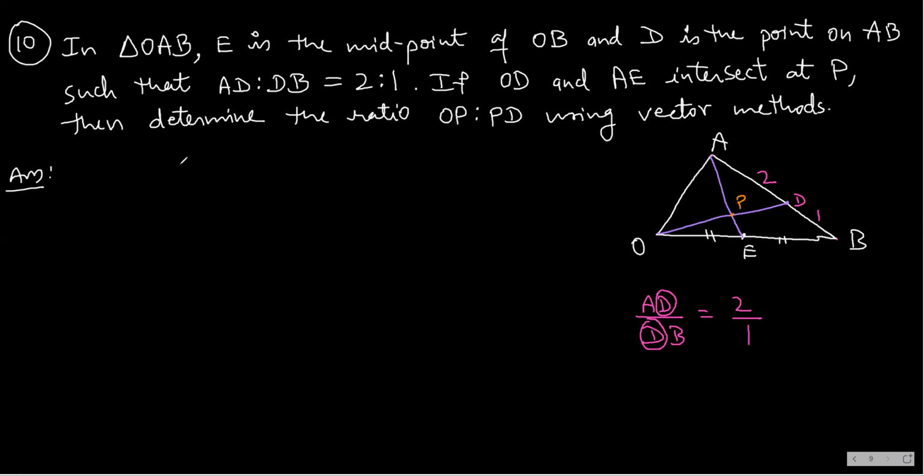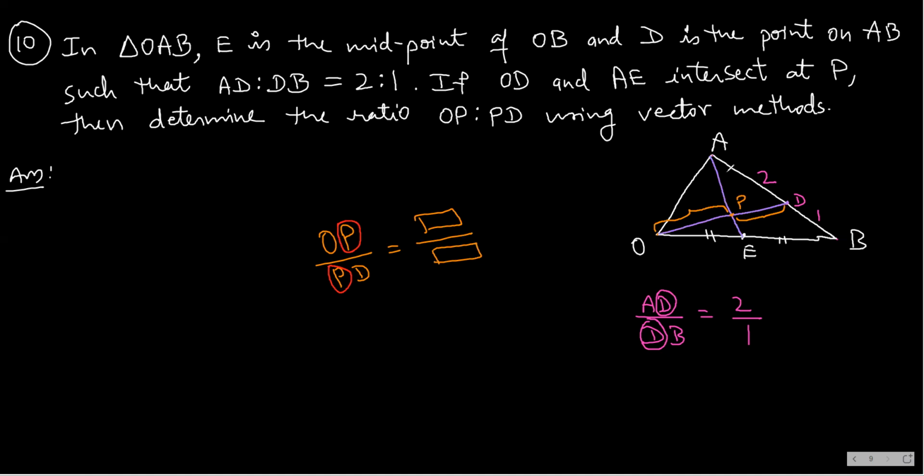Then determine the ratio OP is to PD. Now, what does that mean? You have to find OP upon PD. It means you have to determine the ratio in which point P divides segment OD.